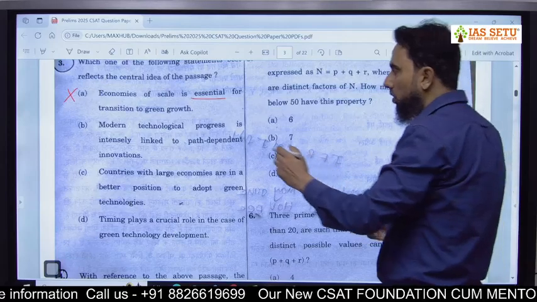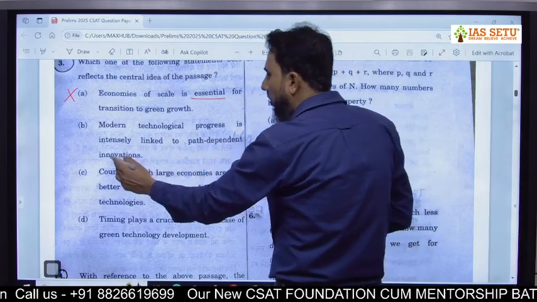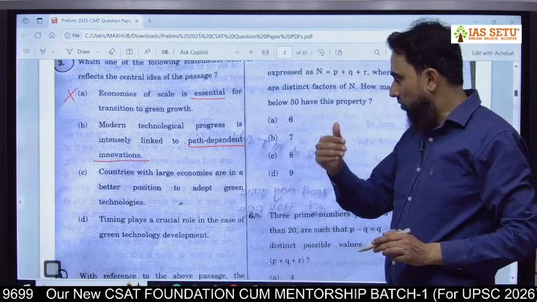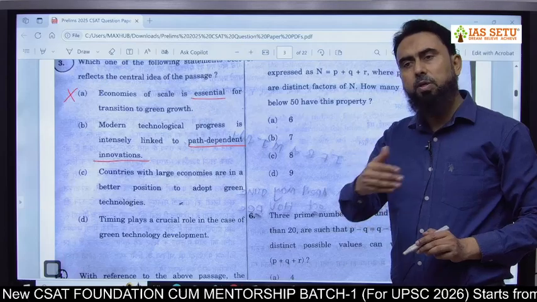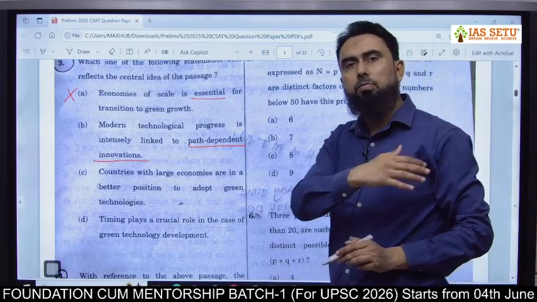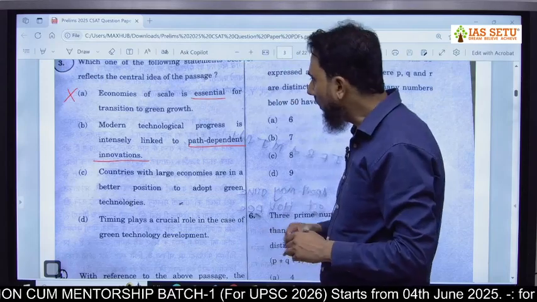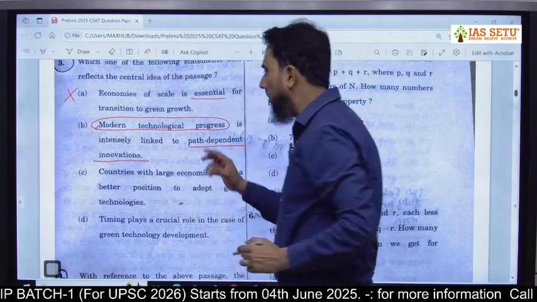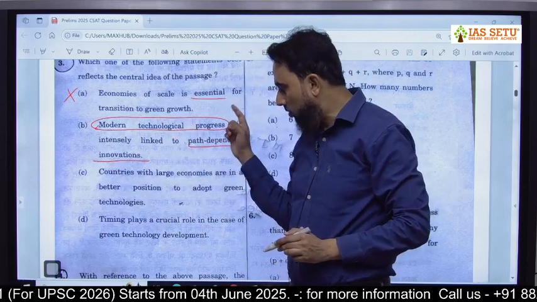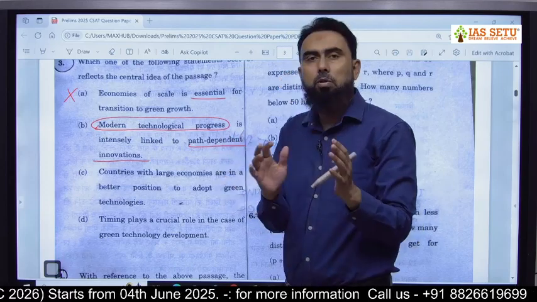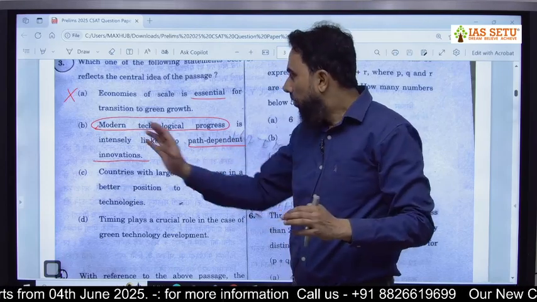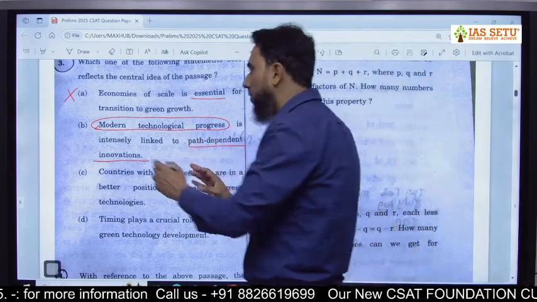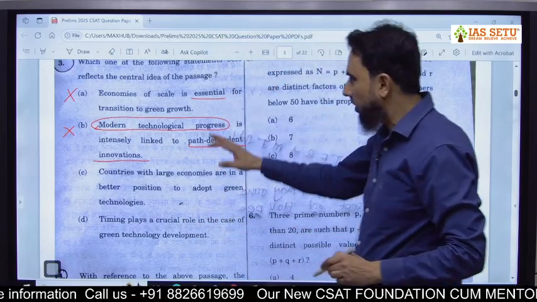B option says modern technological progress is intensely linked to path-dependent innovations. Now, path-dependent innovations come from the passage. Author says that the firms which are path-dependent, and path-dependent means that they have done something in the past, and on the basis of that, they reap the benefit in present and future. So, this expression, modern technological progress, is a very generalized expression because the passage only talks about the green technology, the renewable energy sector. But modern technological progress could be related to any other field also. So that's why B is too generalized, hence is not the best option.